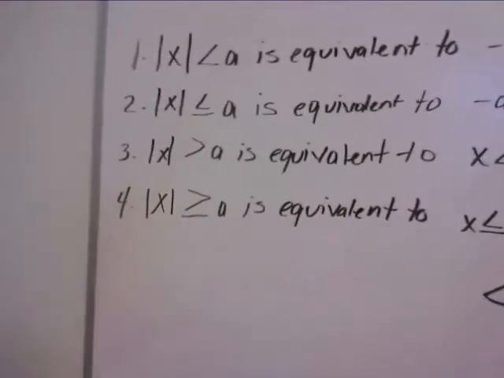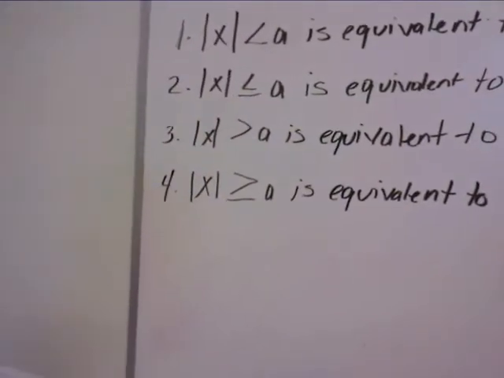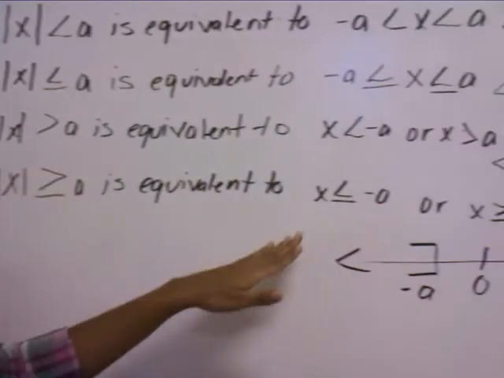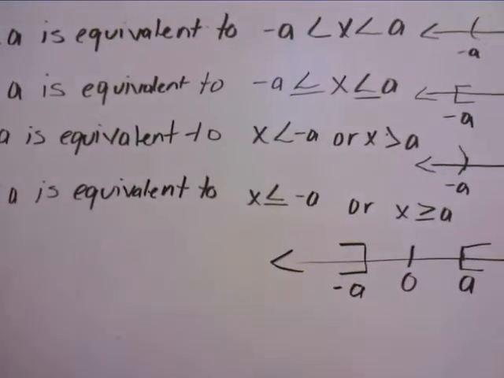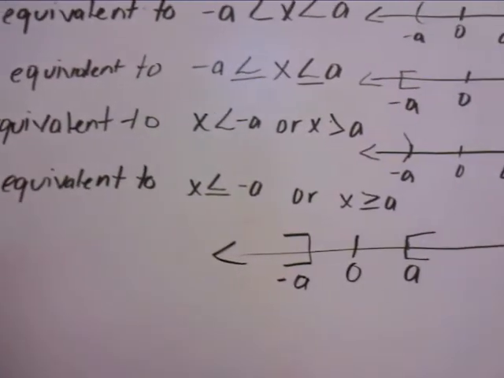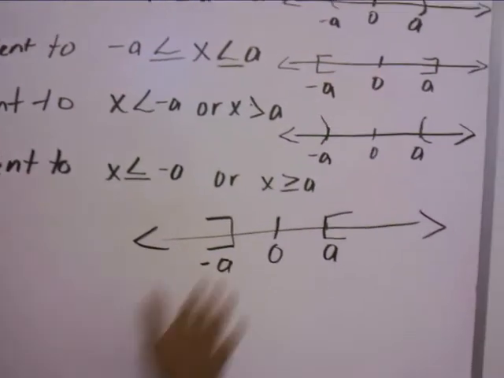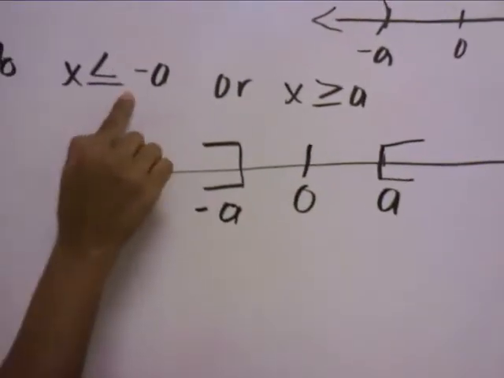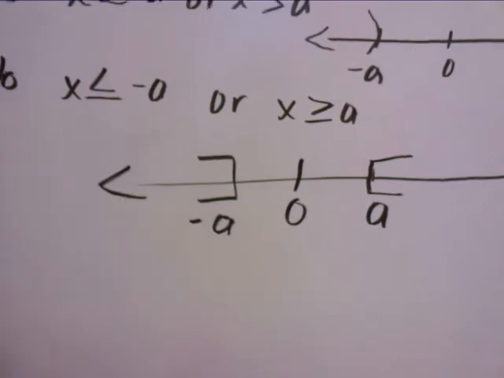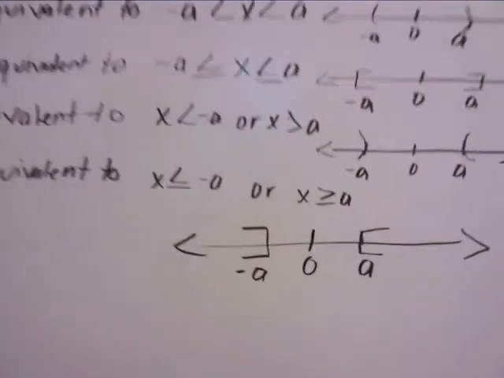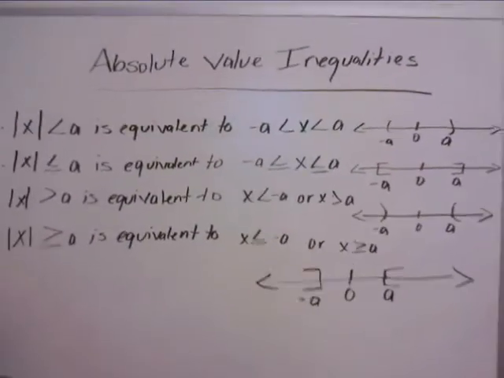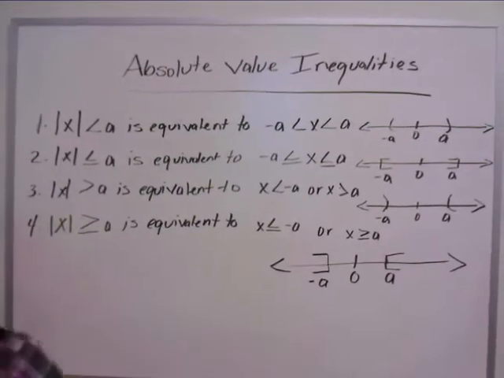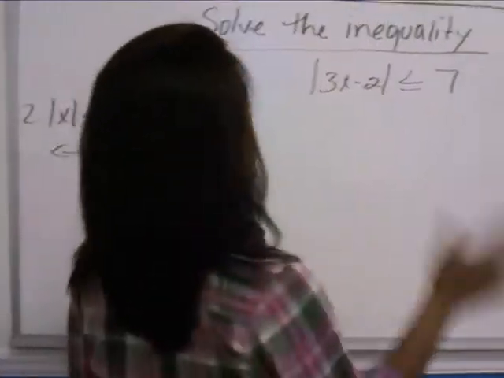The fourth property is the absolute value of x is greater than or equal to any number. This is equivalent to x is less than or equal to any negative number, or x is greater than or equal to any positive number. It's kind of the same as the previous one, except this time we use brackets because, once again, it is included. It's important to remember that in these four properties, the variable x can be any algebraic expression. Now we're going to move on to a problem. Okay, now we're going to solve the problem.